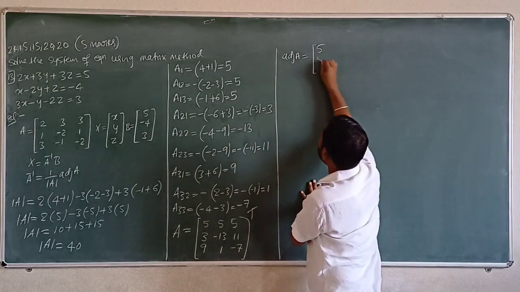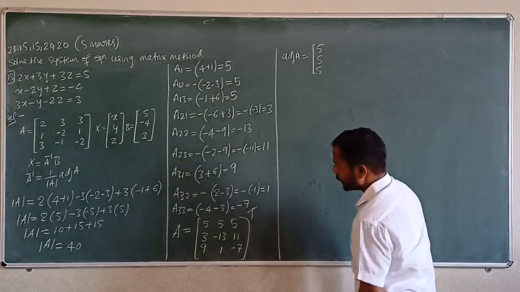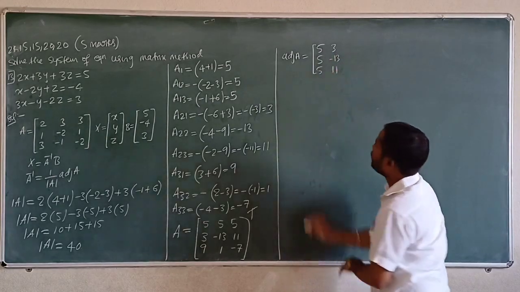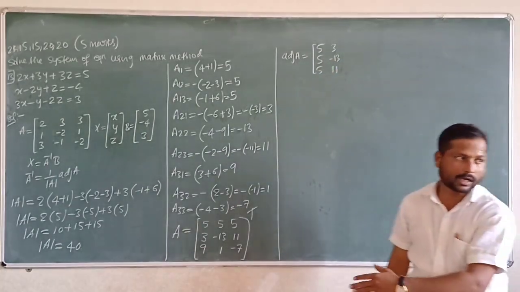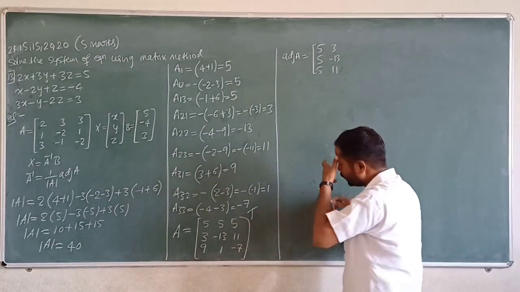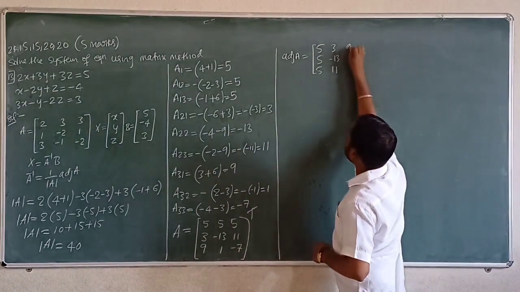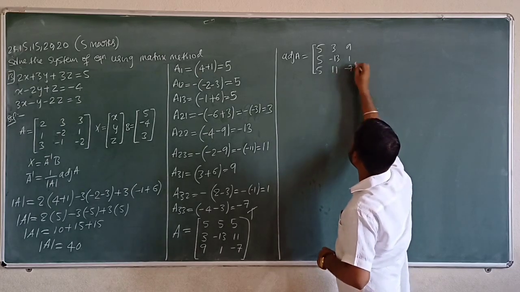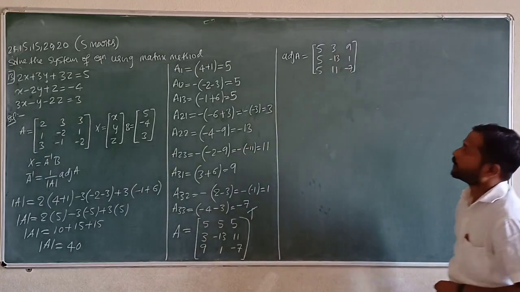That is 5, 5 and 5 now. Second row becomes second column: 3, minus 13 and 11 now. Third row becomes third column. Right. Then 9, 1, 7. That is 9, 1, minus 7 now. Okay. This is the adjoint of A.